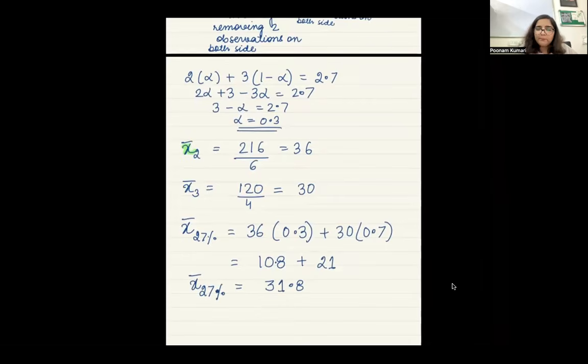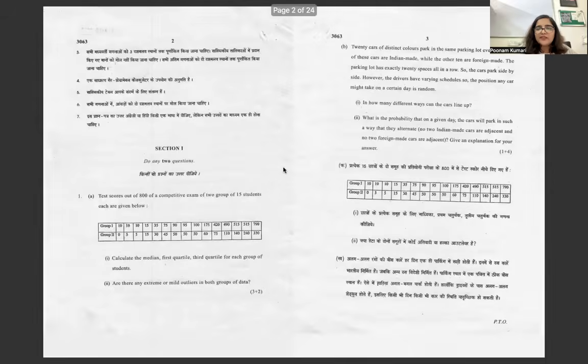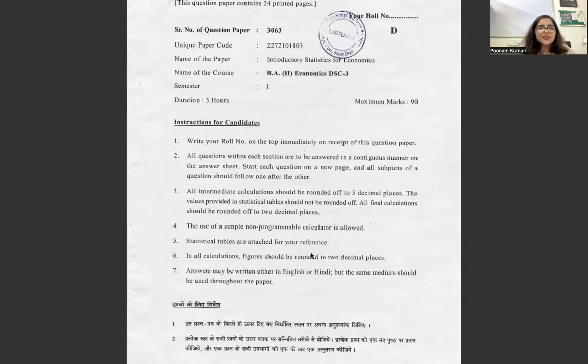Is that okay? Oh, yes, ma'am. Ma'am, will the calculator be allowed in the examination? Yes, definitely. So let me show you. Can you see my screen? Yes, ma'am. On the front page, things are written. Write your roll number, and so on. Use of a simple non-programmable calculator is allowed. So a calculator is allowed, but it should not be very scientific. The basic normal calculator is allowed.